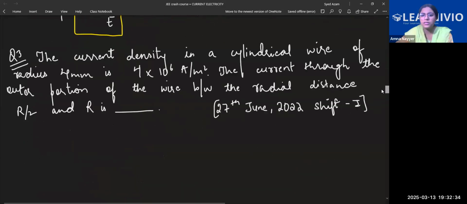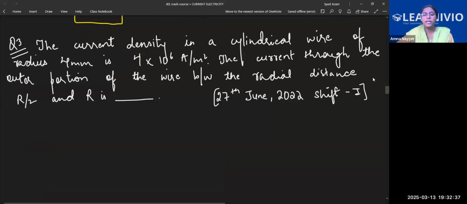Okay. So this is a question from your 2022. The current density in a cylindrical wire of radius 4 millimeter is given. The current through the outer portion of the wire between the radial distance R by 2 and R is asked, so this is a concentric cylinder. Right now, the resistance is not asked, so we are not going to use the formula for resistance. Here the current is asked. Current density is given. So when current and current density are present, we straight away use the formula I is equal to current density multiplied by the area, right?